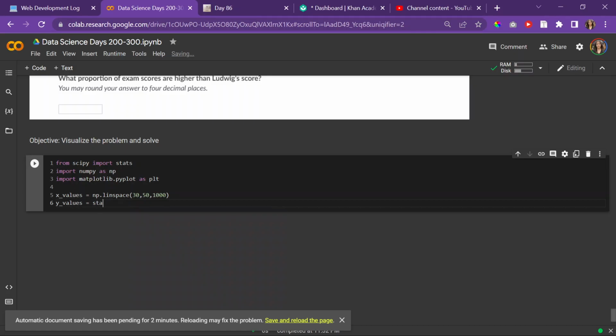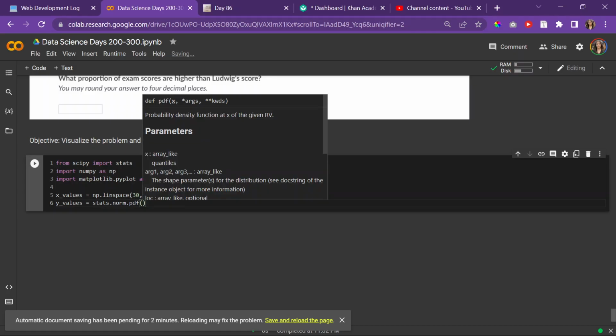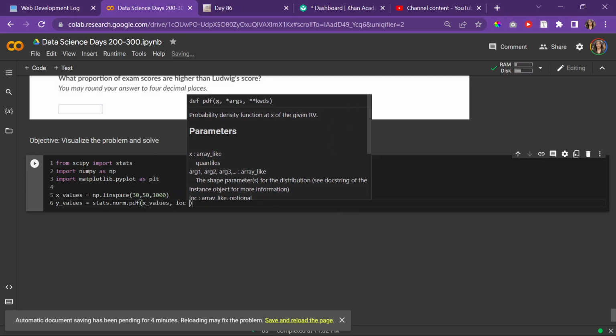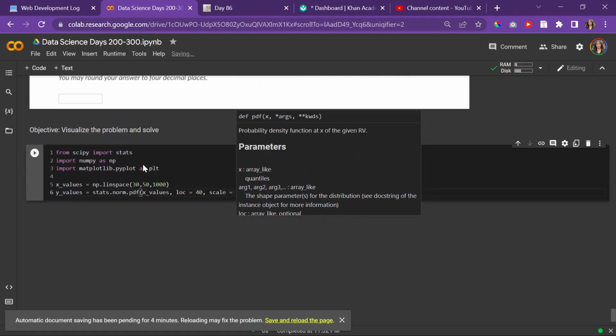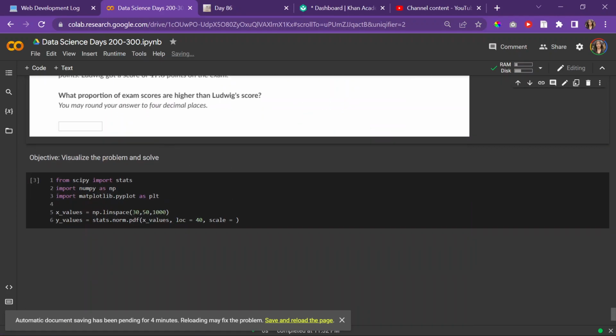My y values are going to be stats.norm.pdf, our probability density function, and we're going to calculate it for all of our x values with the given mean of 40. That's what loc stands for, and scale stands for standard deviation. The standard deviation they gave us was 3. That's going to be our y values. A little tip: the only one that starts with S is standard deviation, so the other one must be mean. Scale starts with S, so standard deviation, and location is mean.